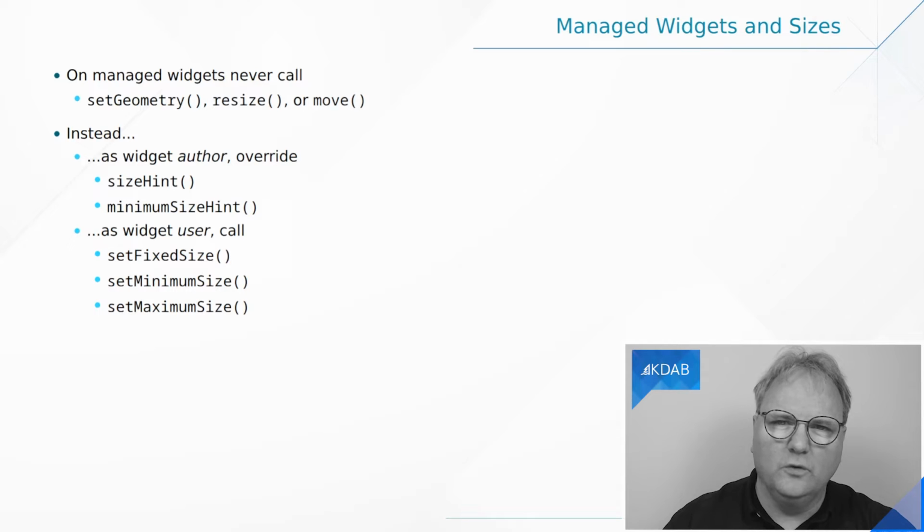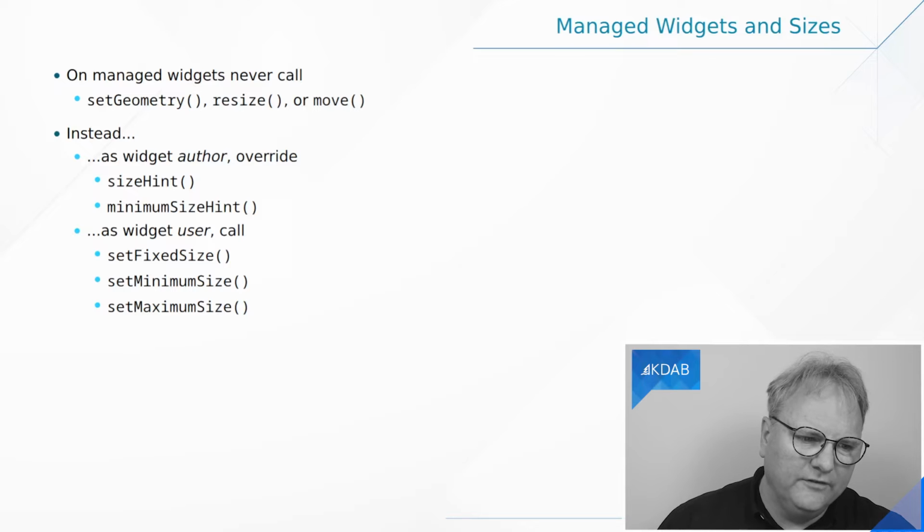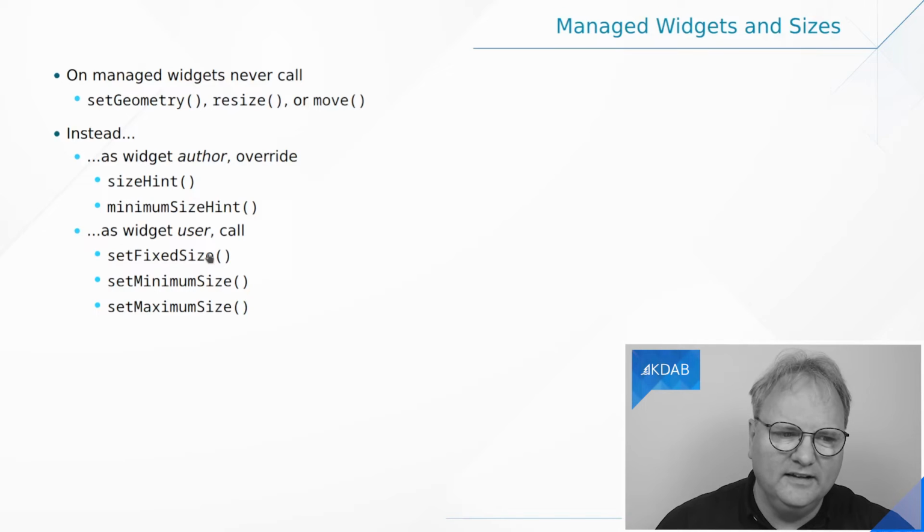You cannot call sizeHint and minimumSizeHint from outside because they are virtual methods that you can override. But if you're on the outside and just want to tweak a bit, say you have a label that you want to be a certain width so that there's some space in it, then you can call one of these 3 methods: setFixedSize, setMinimumSize, setMaximumSize, and there's even the same version with width and height, so setFixedWidth, setFixedHeight, and so on.